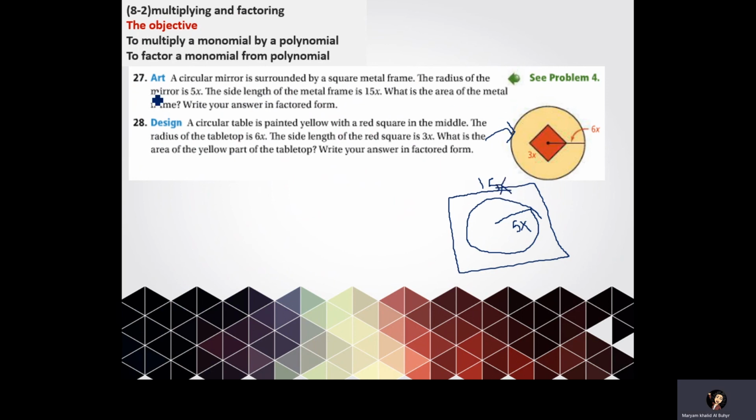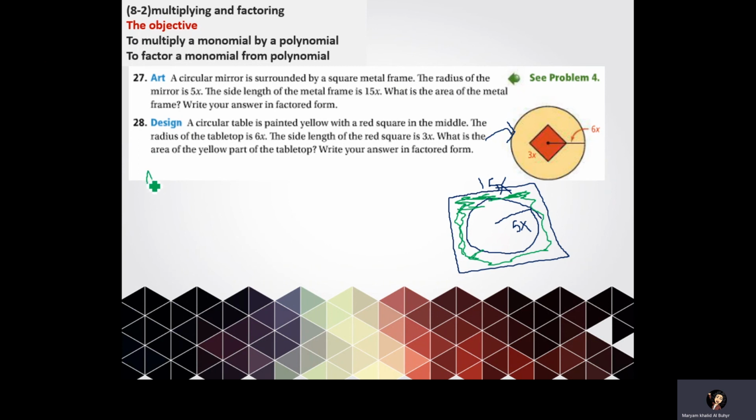The side length of the frame is 15x. What is the area of the frame? Write your answer. Here you have to focus. Because I'm asking what is the area of the frame, that means this part, the shaded region, which is exactly the same thing that I did. But I might ask you on the test, or you might see it in a Pearson test also, what is the area of the mirror itself, which is the circular thing. But because they are asking me about this one, let me show you what I should do.